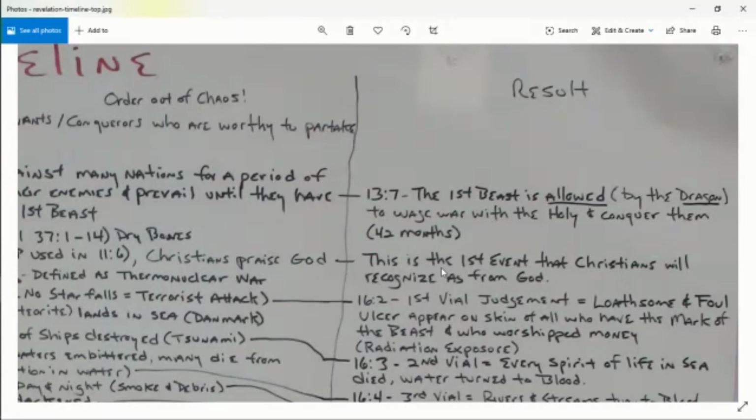But here's the clincher. Go to 13. Now scroll down. When you get to 7, it says, and it was given unto him, this is the dragon in control of the first beast, it was given to him to make war with the saints and to overcome them, and power was given to him over all kindreds, tongues, and nations. Now, everybody says, oh, kindreds. Well, kindreds is not used in the Bible except as applying to God's covenant people.